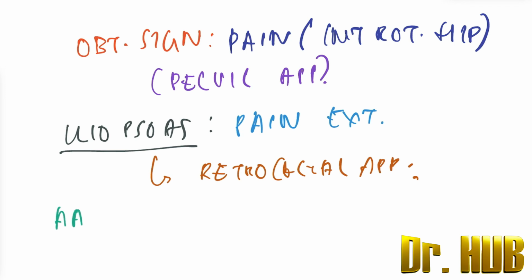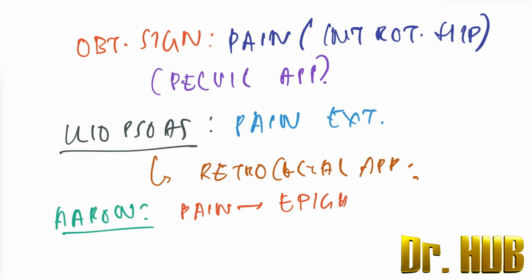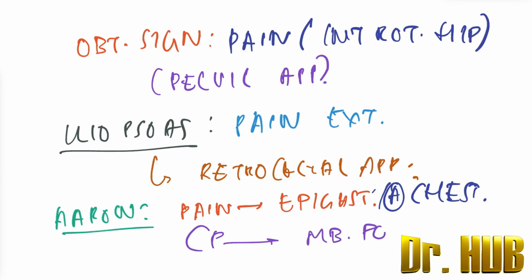Next we move on to the Aaron sign. By Aaron sign we mean pain or pressure in the epigastrium or the anterior chest, which occurs when persistent firm pressure is applied to McBurney's point, the MB point. This is the Aaron sign, and it is seen in acute appendicitis.